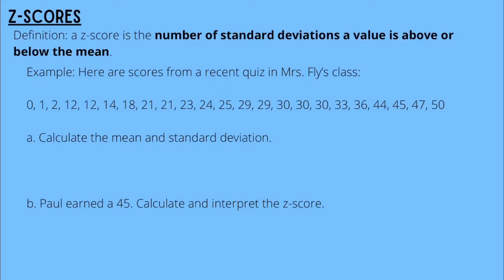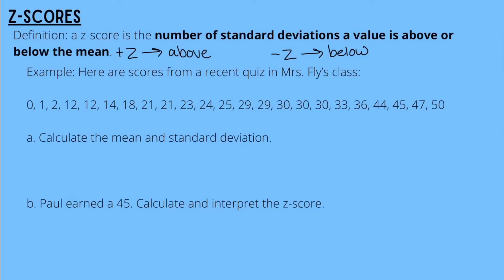When it comes to looking at the standard deviation and the mean of something, we can find something called a z-score. So a z-score is the number of standard deviations a value is above or below the mean. If z is positive, that means it's above the mean. If z is negative, that means it's below the mean. So let's look at an example so we can figure out how to calculate z-scores. So here we have some scores from a recent quiz in a class, and here's all the list of the scores. Now, I've asked you to calculate the mean and the standard deviation here.